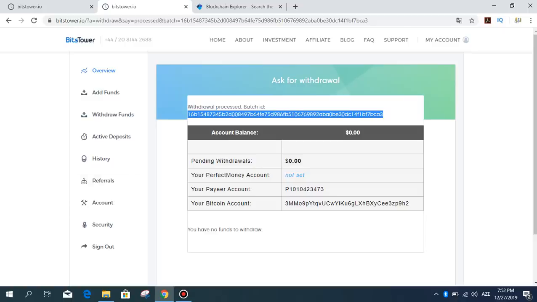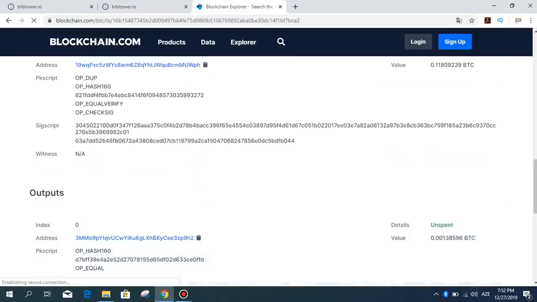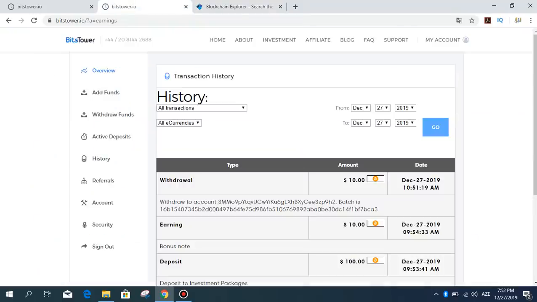And then look at the history area. Yes, earning deposit: deposit $100, earning $10 and withdraw to account and batch code. Okay. Instant withdrawal. Very good. You can earn from this system.